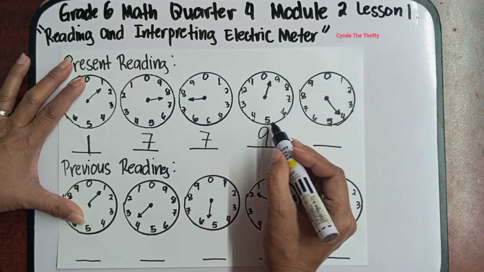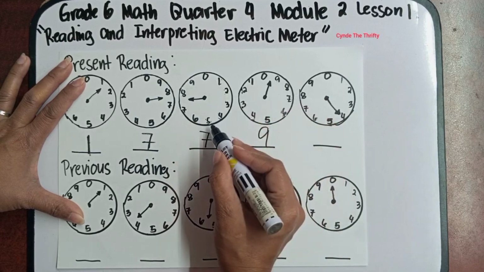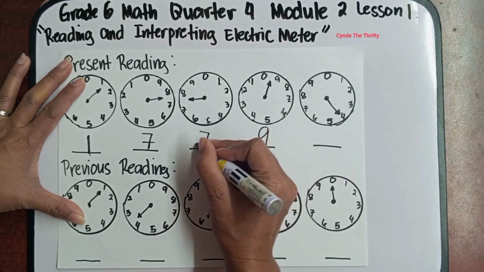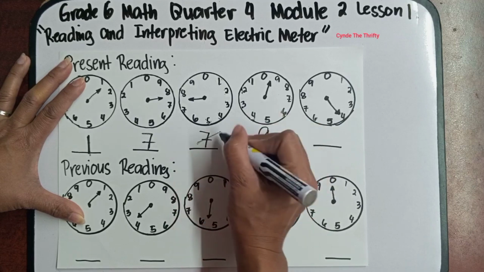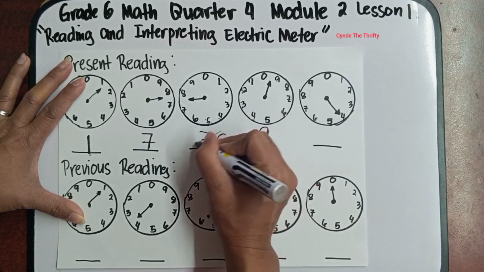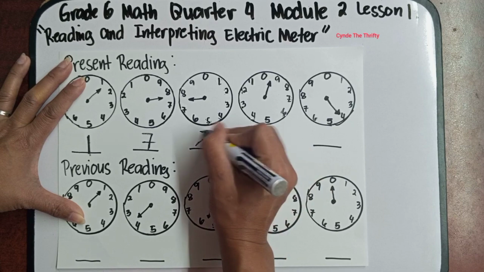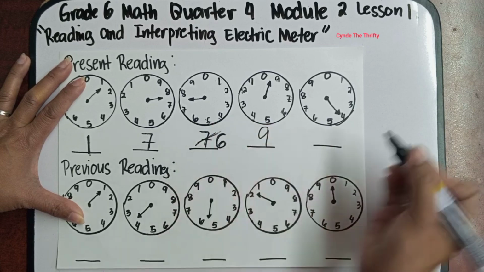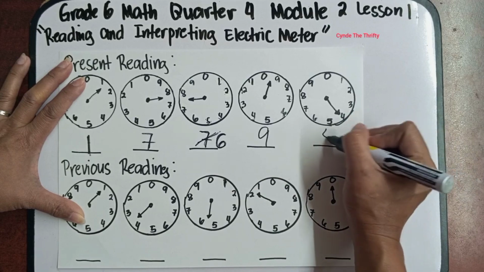Pagkatapos ano yung gagawin natin? I-reduce natin ng 1 ang nasa left side niya. So dahil 7 ito, gagawin nating 6. Okay? So naging 6 si 7. And ang last dial natin is 4.